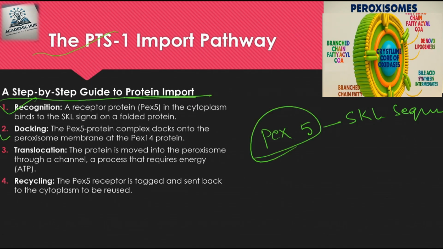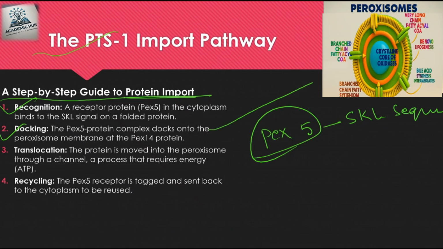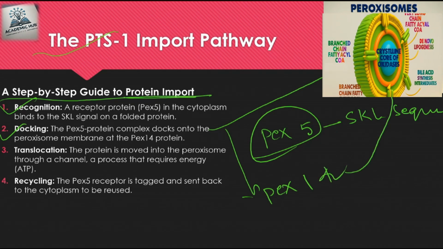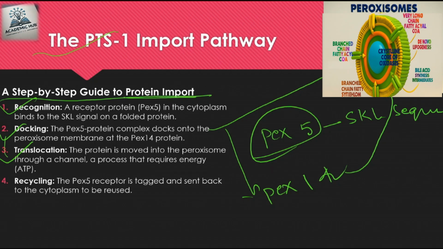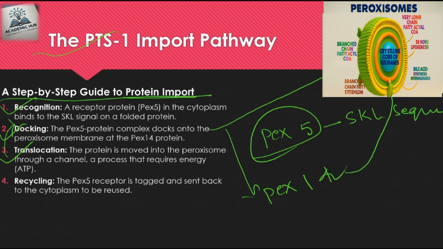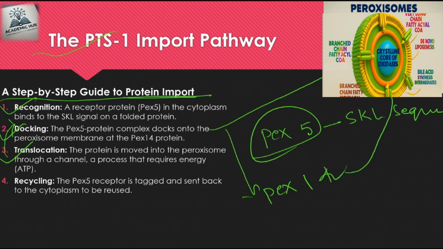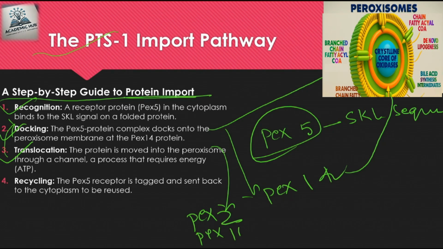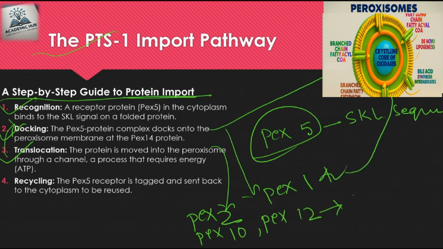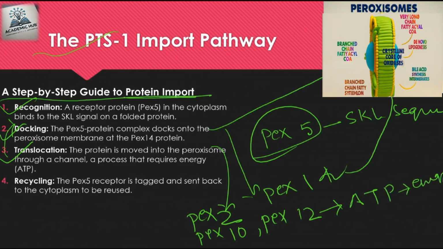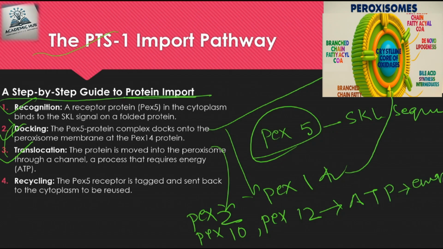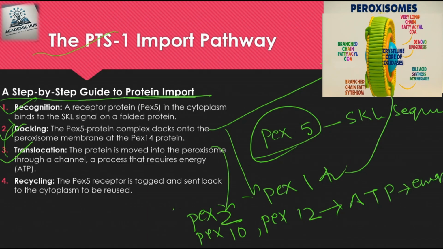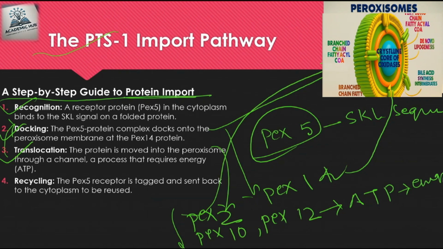Now the docking. The PEX5 protein travels to the peroxisomal membrane and binds to PEX14, which is located on the membrane. Next is the translocation following docking. The complex is transferred to the translocator channel. This channel is composed of a complex of proteins, specifically PEX2, PEX10 and PEX12, using ATP for energy. This channel opens and the protein is transported into the peroxisome's interior, known as the lumen. So this enters the lumen.